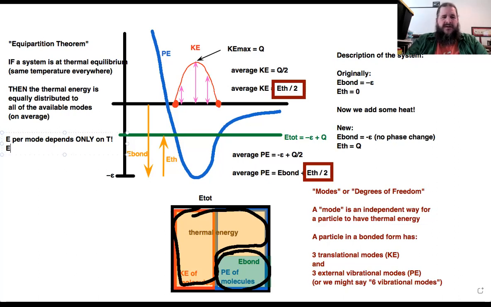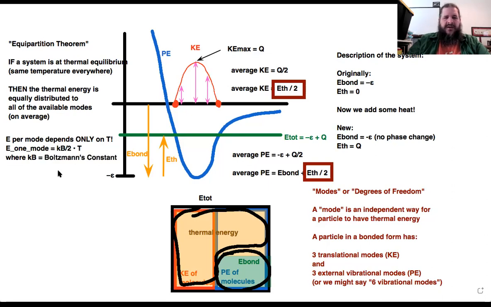which means we can write energy per mode. Energy of one mode is something times the temperature. And that something is just a constant called half of Boltzmann's constant. Boltzmann's constant over 2, where Boltzmann's constant is a universal constant. I forget exactly what it was, but it's going to be measured in joules per Kelvin, and it's extremely small because we're talking about energy of individual molecules here.